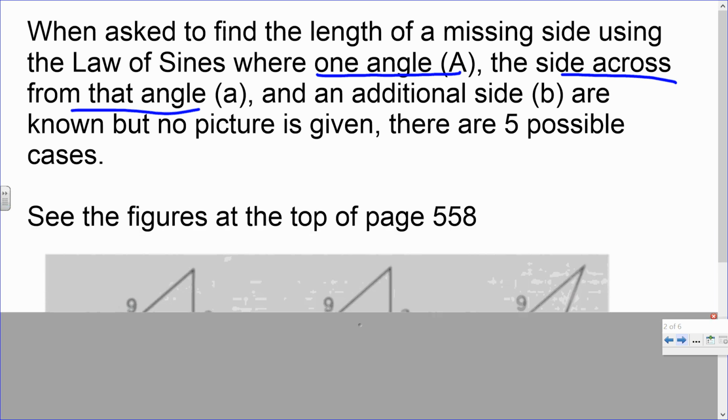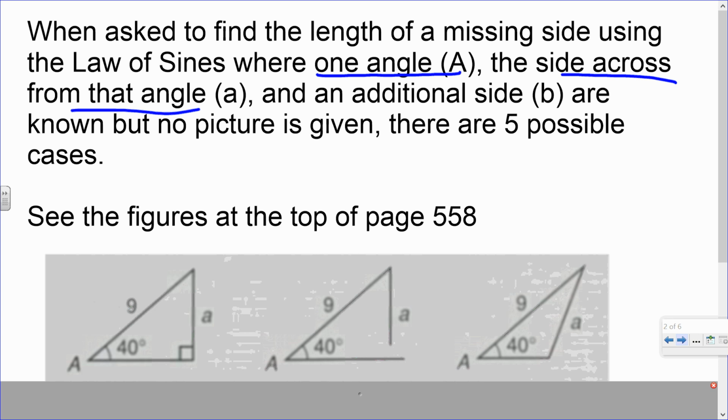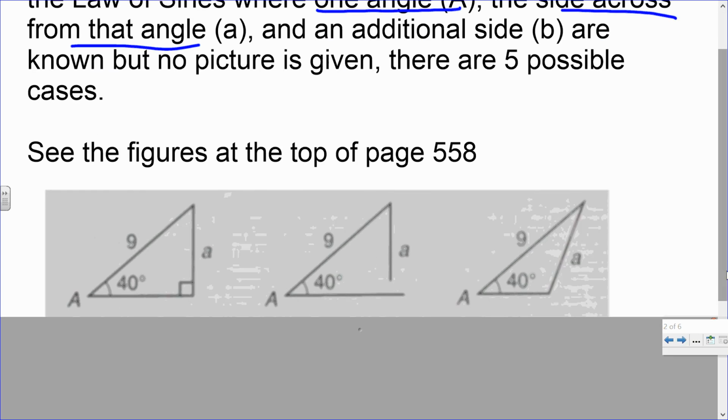These pictures are all in your book, at the top of page 558, if you want to be able to look back at that. Remember notation. Capital letters are always the angles, lowercase letters are always the sides, and the A's have to be across from each other, so big A is across from little a in all of these pictures. One thing that could happen is that we could actually have a right triangle. That opposite side could be exactly long enough to come down so that we would end up with a squared plus b squared equals c squared, and so on.